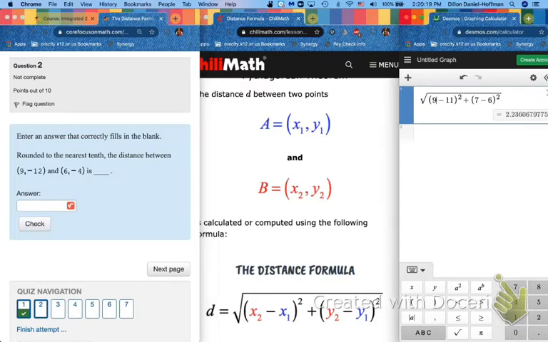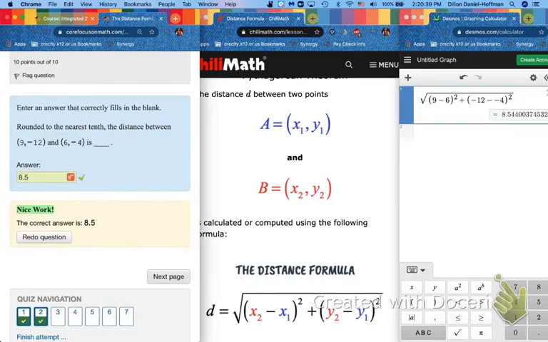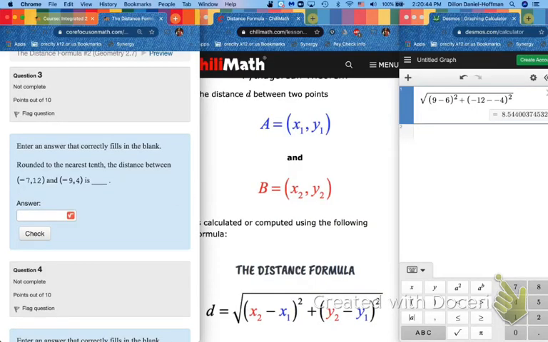We've got 9 and 6. And then we've got negative 12 and negative 4. 8.54 rounds not, just stays 8.5 because 4 or below, we leave it alone. Nice work, thank you so much. Green feedback message. All right, this is one where we start having negatives.